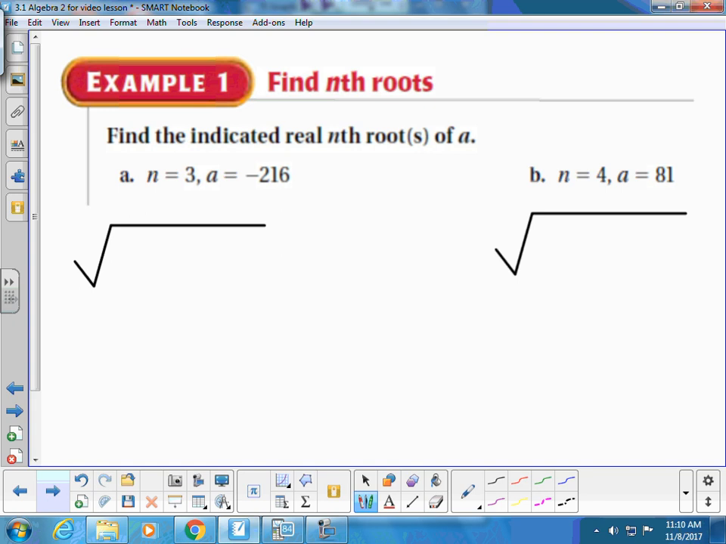All right, we have a few example problems. The instructions are, find the indicated real nth root of a. So nth root means you're going to take this n value and make that your little radical jail guard. So this is going to be a cube root. So we're going to take the cube root of negative 216. We're going to have one solution because that's an odd root, but go ahead and type it in your calculator if you need to. Use that Math 4 button. And it's going to be negative 6.